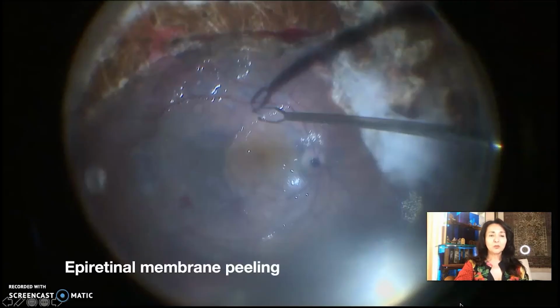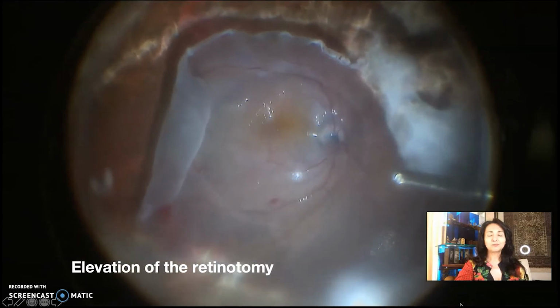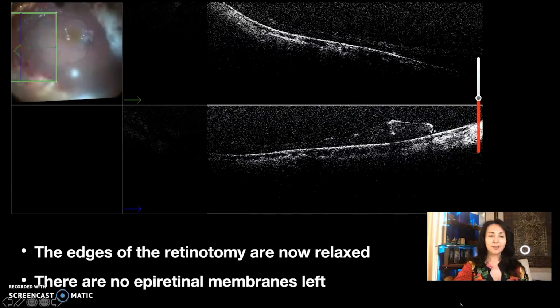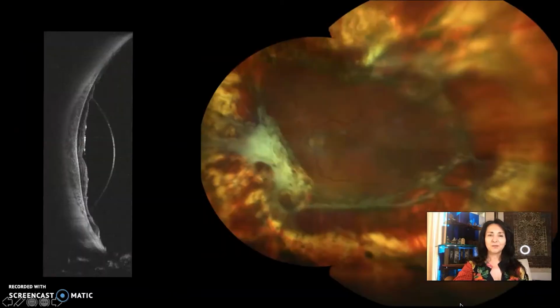membranes. So you move on, peel the membrane, elevate the retinotomy, and then reattach the retina. And then if you compare prior and after your maneuver, you see the difference. So after your maneuver, the edges are more relaxed and there is no residual traction. Like here, the edges are now relaxed and there are no epiretinal membrane tissues left to be removed. So the case is finished. And this is the post-op view.